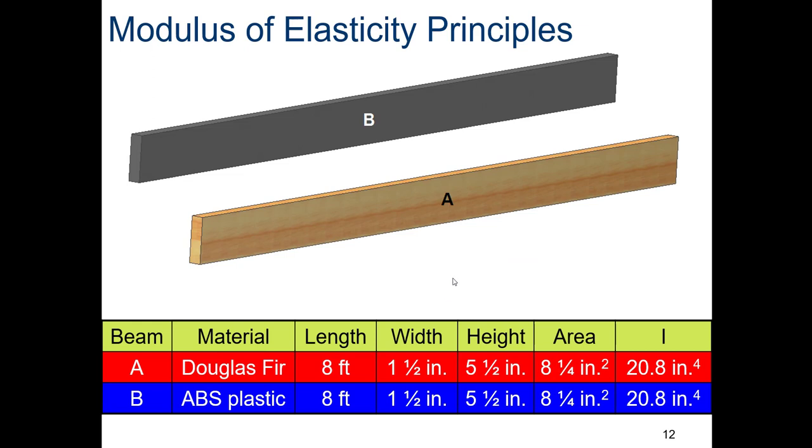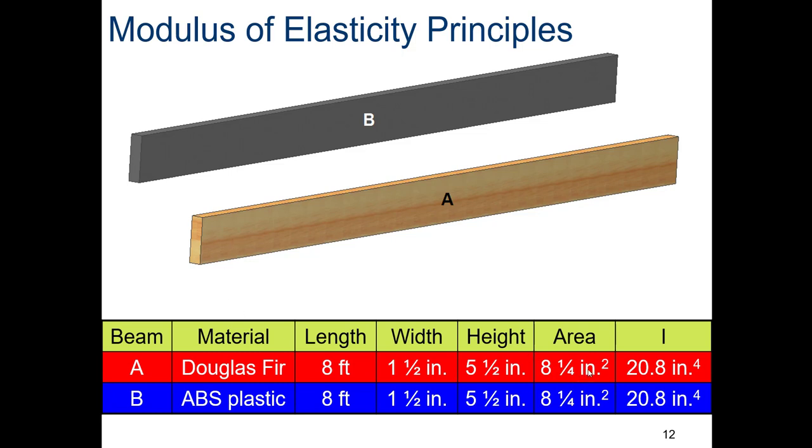So let's talk about two types here, okay? Here we have two different pieces of material. This one is a board. It's Douglas fir again. It's 8 feet long. It's 1.5 inches wide, so the base is 1.5 inches wide. The height is 5.5 inches tall. And it's giving you the area. 1.5 times 5.5 is 8.25, right? Base times height is area.